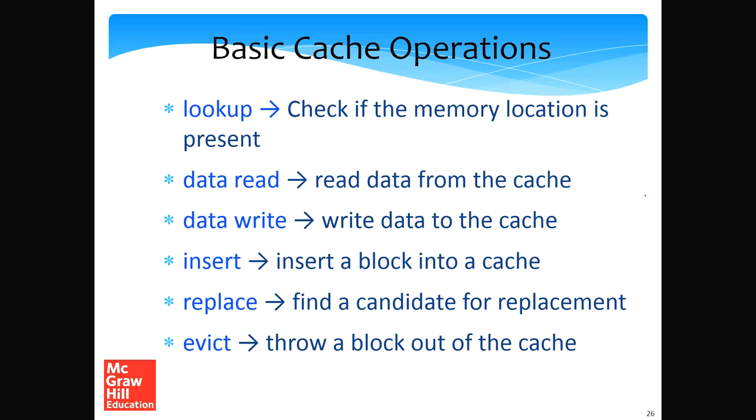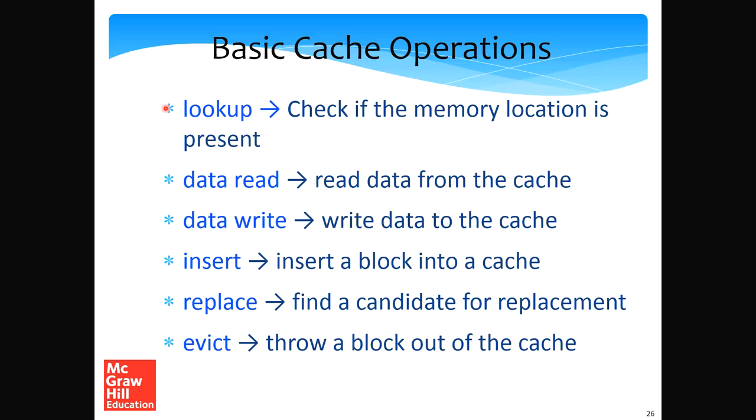Let us look at the basic cache operations and describe the operation of an entire cache on the basis of some of its primitive operations. The first operation is lookup. We check if a given memory address is present inside the cache. That's the first thing that we check. If it's not present inside the cache, we declare a miss and we just move out. But if it is present inside the cache, then we can do several things. If it's a load, we can read data from the cache, so it's a data read operation. If it's a write, we can do a data write operation. We can write data to the cache and we'll be done.